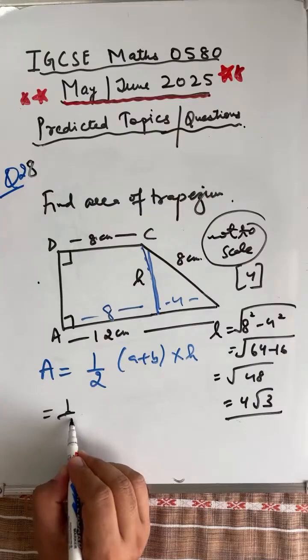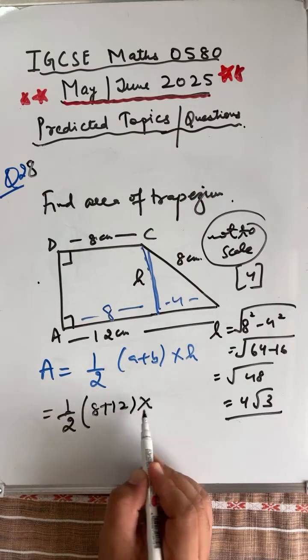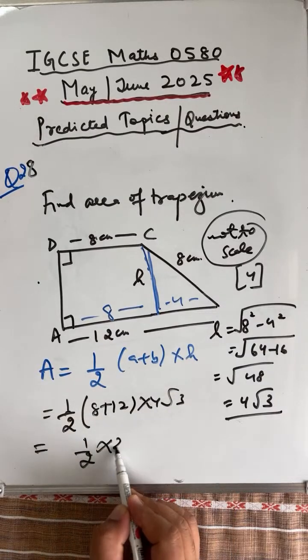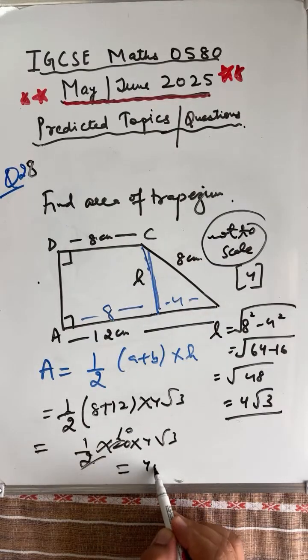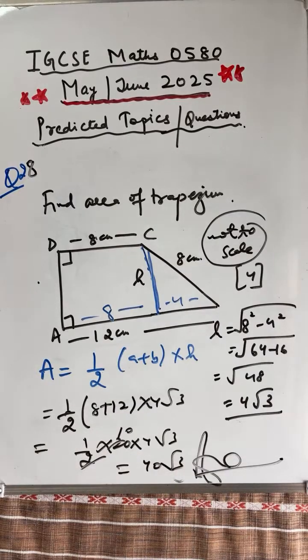So 1 by 2, 8 plus 12 into 4 root 3. 1 by 2 into 20 into 4 root 3. So this will be 40 root 3. I hope this question is clear to you.